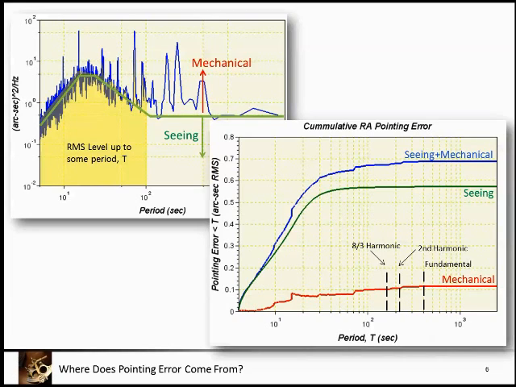It provides a great deal of insight. What it's saying is, you know what? Most of the pointing error in our system was accumulated before we even took into account the worm gear. And so if you look at this difference, when does this blue line start to deviate from the green line? When does the mechanical contribution start to pick up?